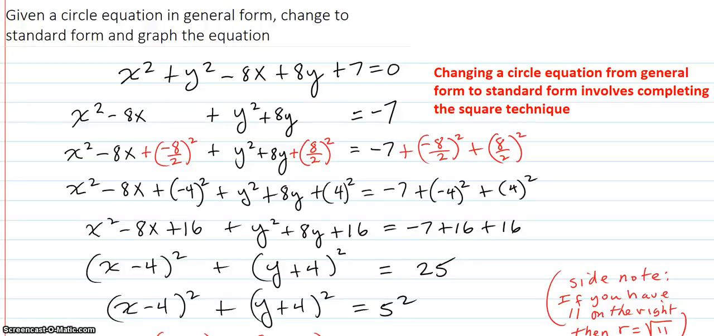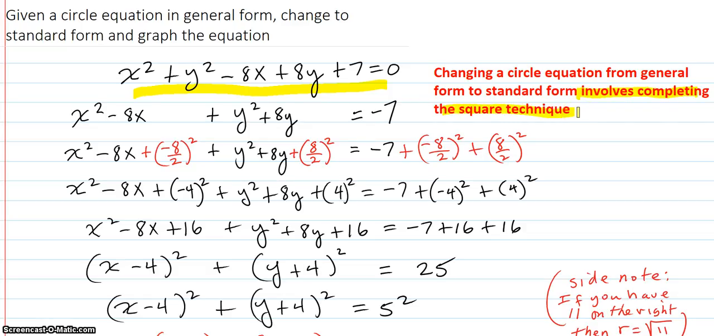Given a circle equation in general form, change to standard form and graph the equation. So here's the general form. We have no idea what the center and radius are looking at that. So we're going to change it into standard form, which involves completing the square technique.